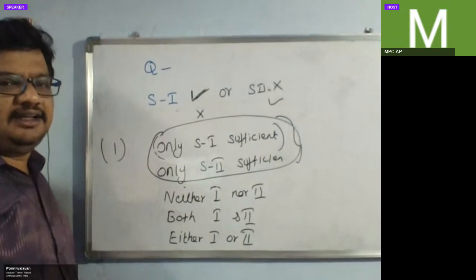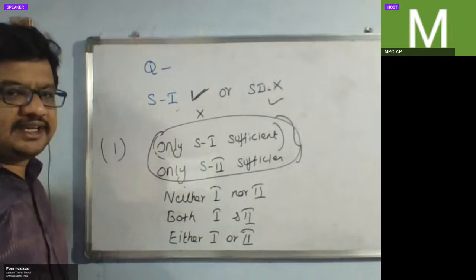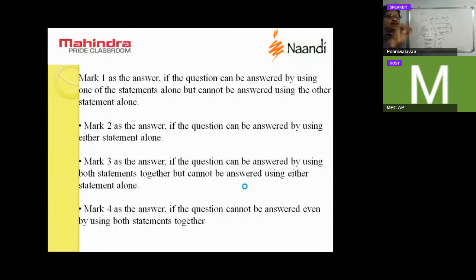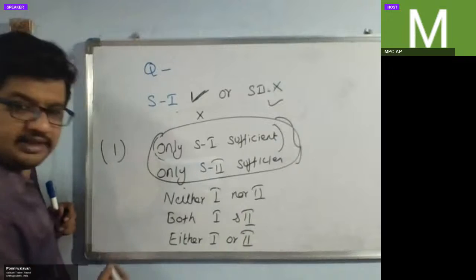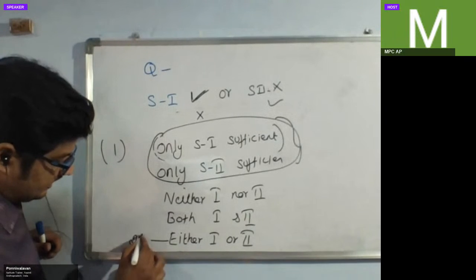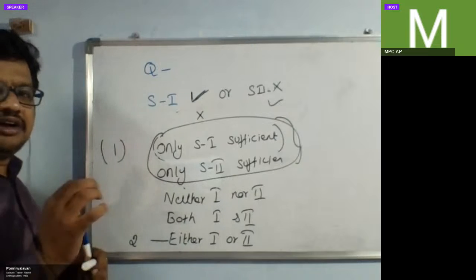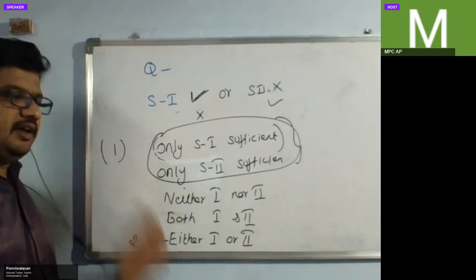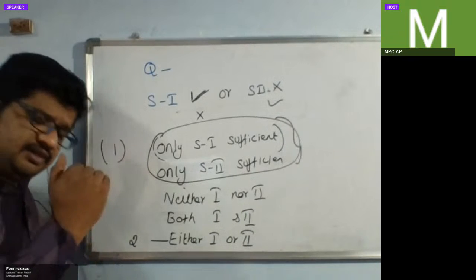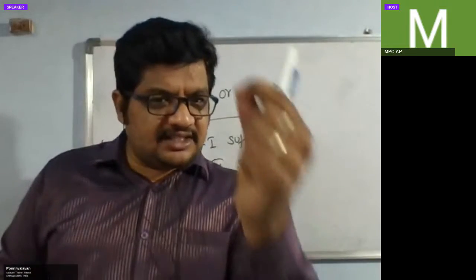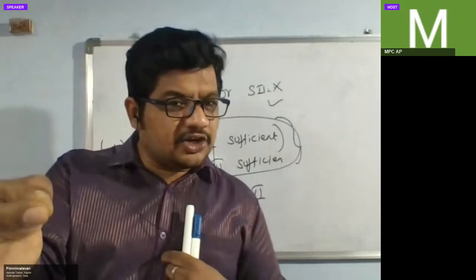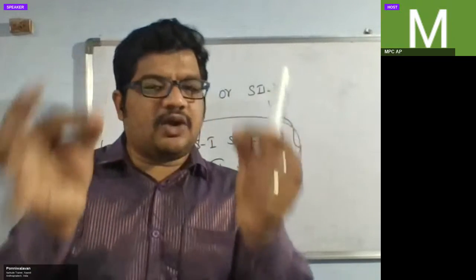What is the second? If the question can be answered by using either statement alone. Either statement alone means either 1 or 2. So mark 2 is either, not neither. From 1 we can find the answer, and from 2 alone we can also find the answer. This clue itself I can find the answer. Now that is either 1 or 2.